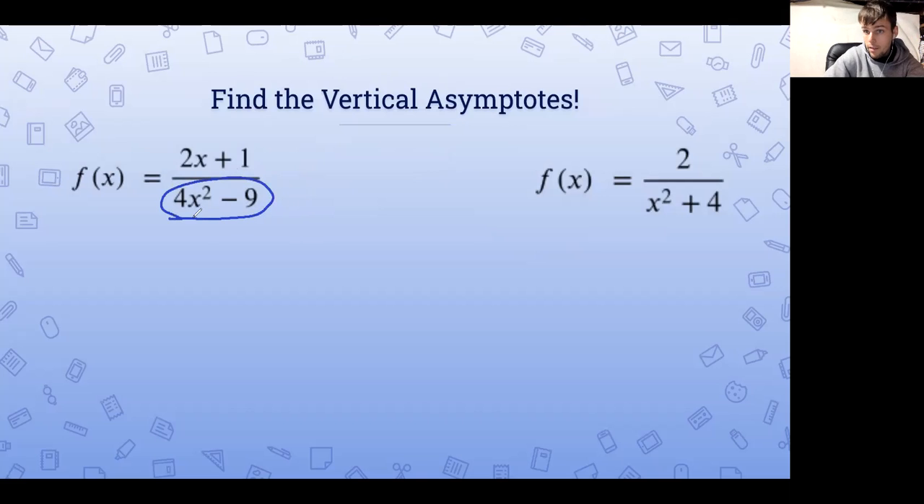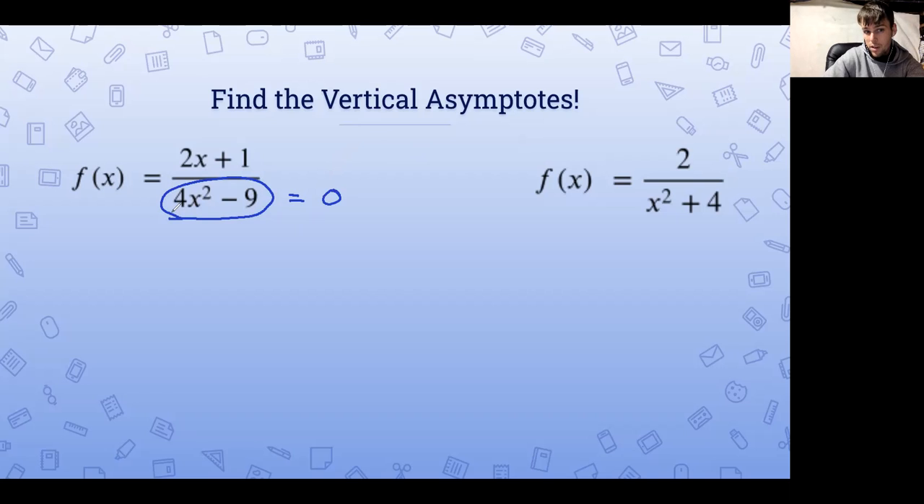Same idea. What makes this equal to 0? That's where our vertical asymptotes are going to be. We would want to make sure there are no common factors here. In this case, I know there's not, but that's something to check. Generally, we assume that the numerator and denominator don't have any common factors when we're dealing with a rational function, but we know from some previous work that there could be, and we would want to cancel those out.